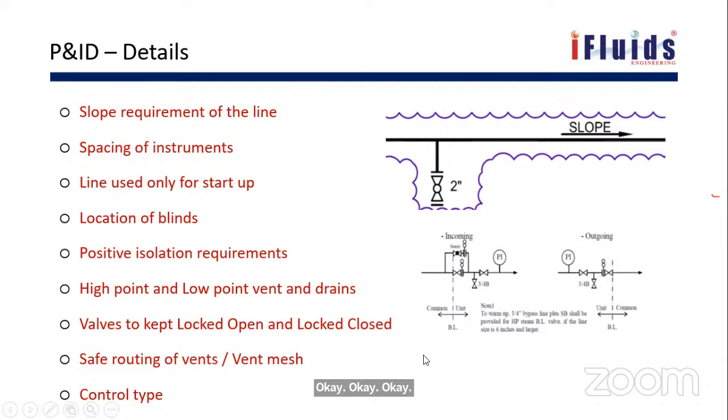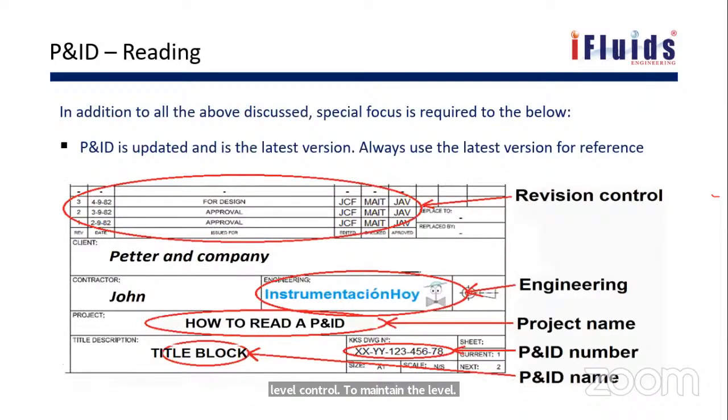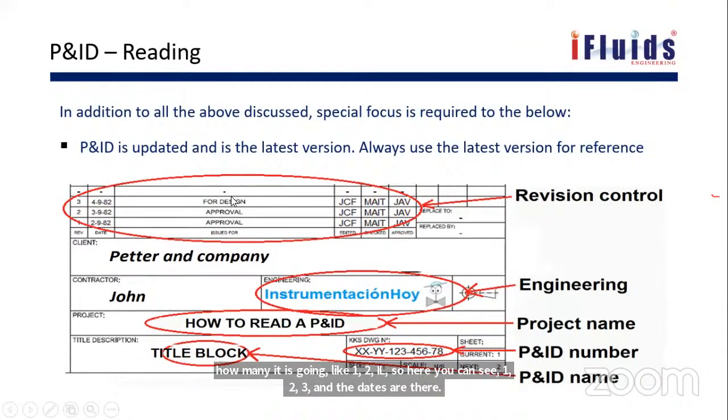And then the control type. Control in the sense, the operating instrument, like what we have shown, the level control to maintain the level. And the PNID reading. In the PNID, at the right hand bottom, this template will be there, where we show how many revisions it has gone through. Here you can see revisions 1, 2, 3 mentioned in the first top elliptical circle, and the dates are there. The first was submitted for approval, the second also submitted for approval, and the third one is for design.